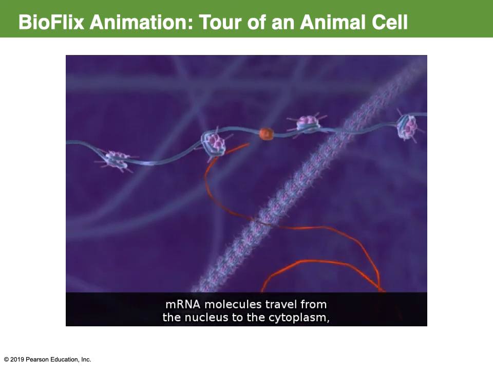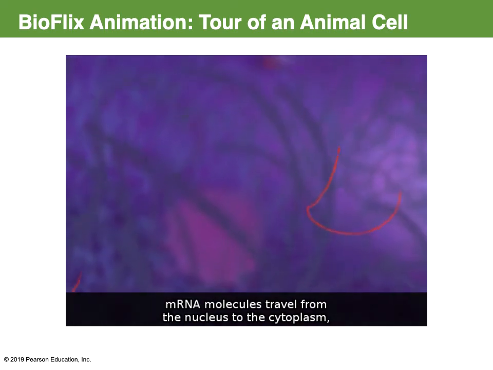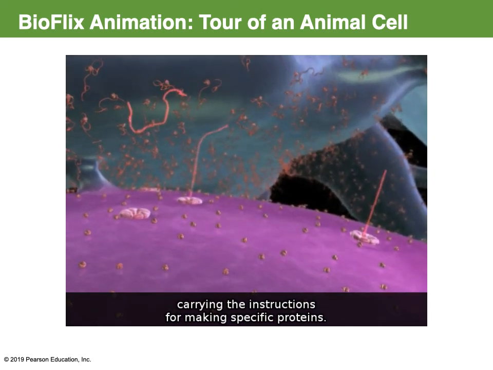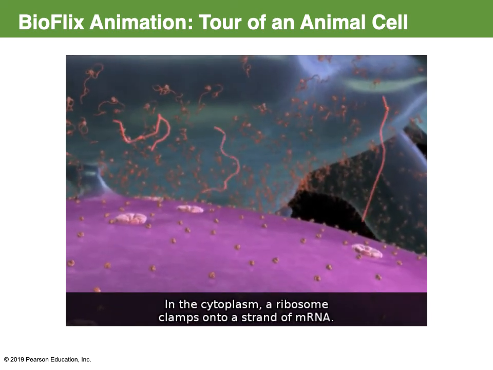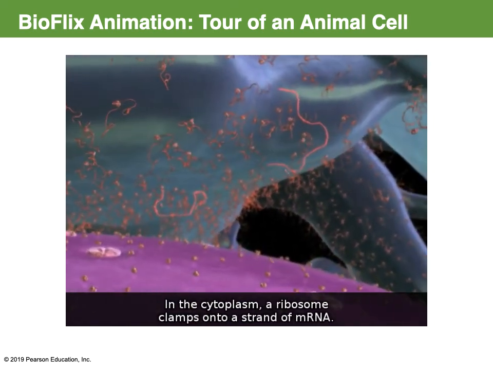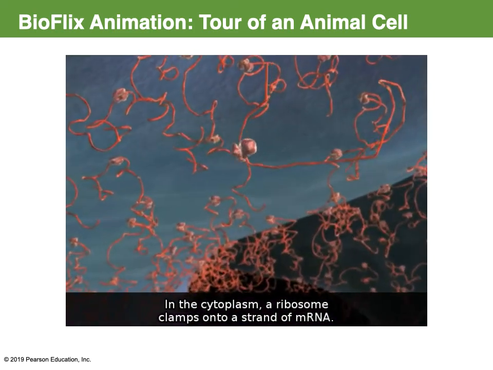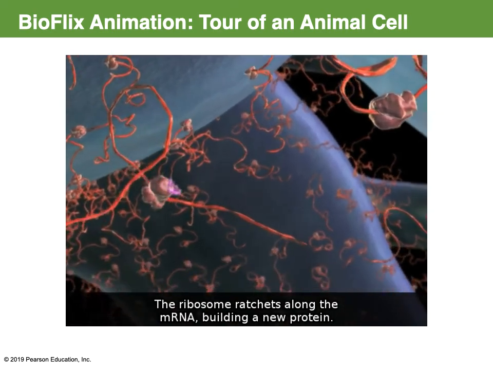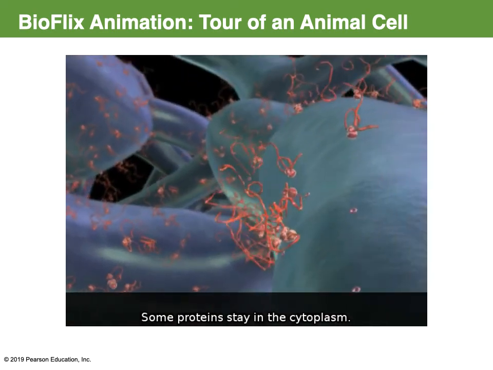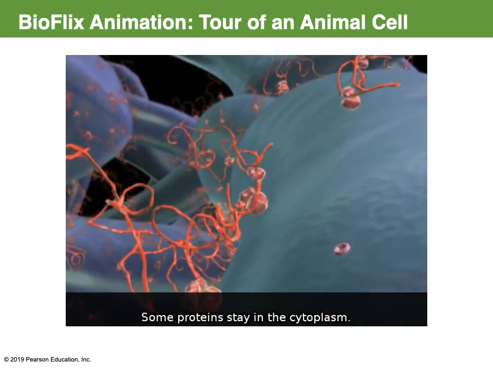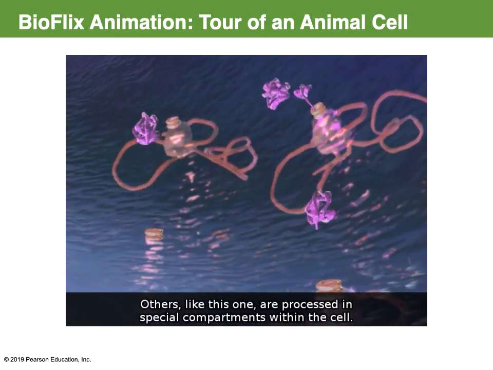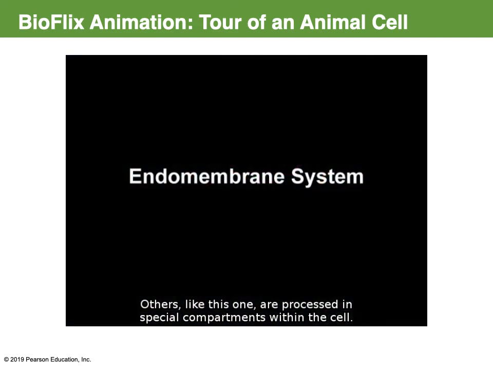mRNA molecules travel from the nucleus to the cytoplasm, carrying the instructions for making specific proteins. In the cytoplasm, a ribosome clamps onto a strand of mRNA. The ribosome ratchets along the mRNA, building a new protein. Some proteins stay in the cytoplasm. Others, like this one, are processed in special compartments within the cell.